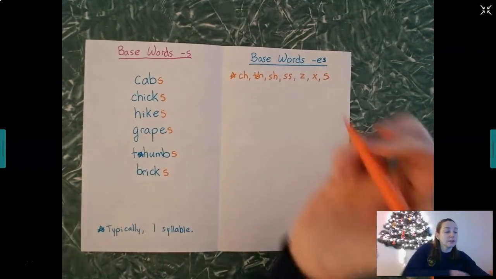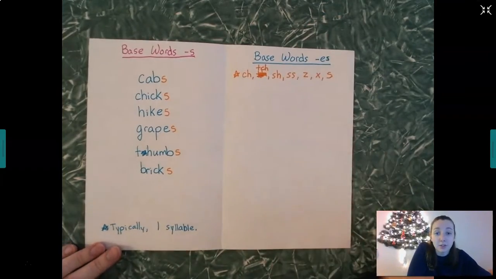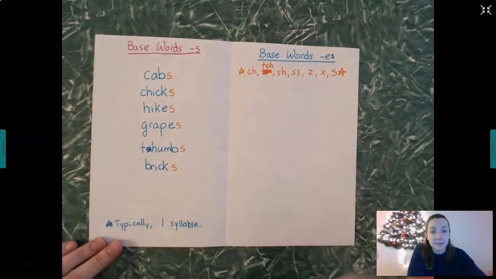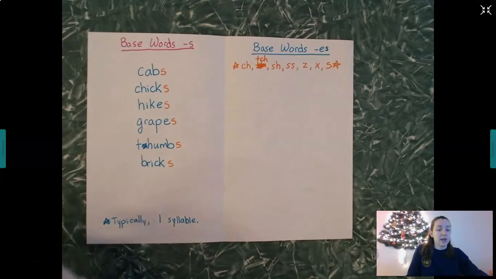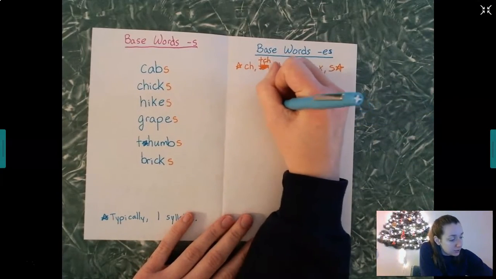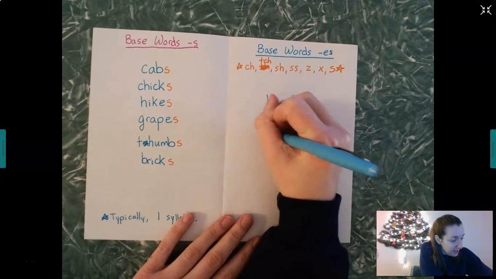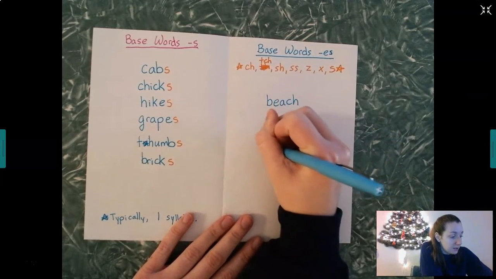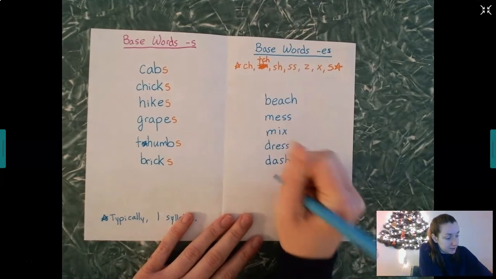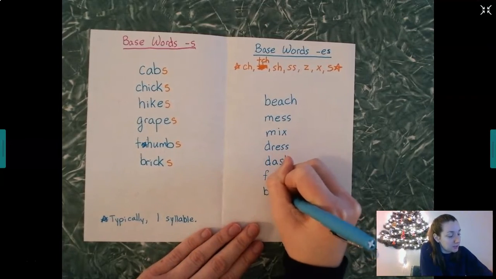So if you see any of these letters, I'll make this a little more clear for you. TCH. If you see any of these letters or digraphs or letter blends, you know that it's going to need to be an ES. Okay, so let's see what that looks like. So let's think of some words that end with these letters. So we have beach, mess, mix, dress, dash, box, buzz. Okay, so these are some examples.